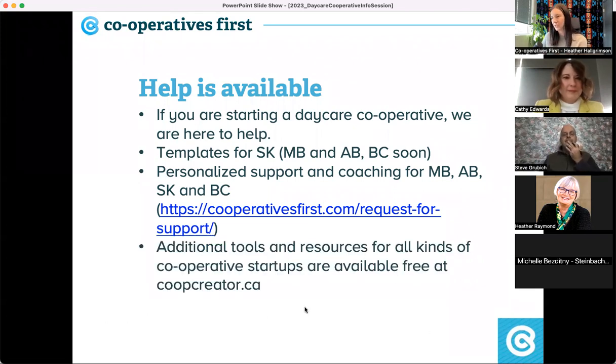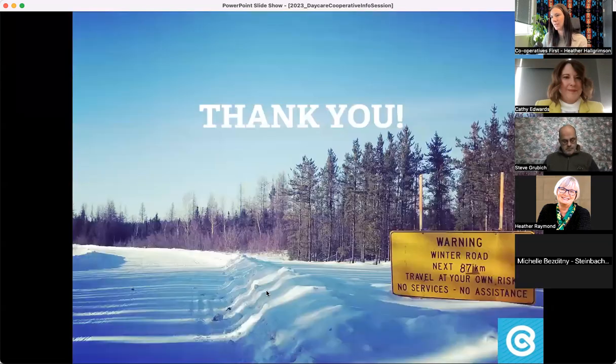And I should mention the coopcreator.ca is an excellent source for templates and resources just for all kinds of cooperative startups. Okay, so that brings us to the end of the presentation.